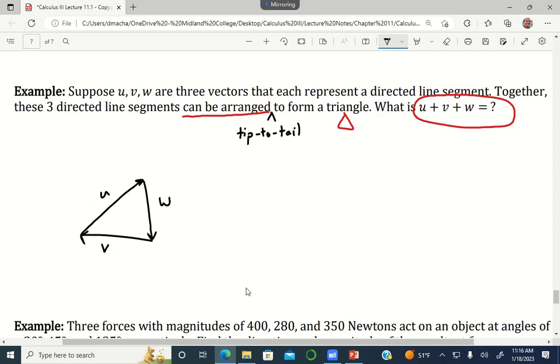If you can take these three vectors and arrange them tip to tail so that they form a triangle in this little cyclical triangular pattern, the question is, what is u plus v plus w? What happens whenever I add all of these vectors together?